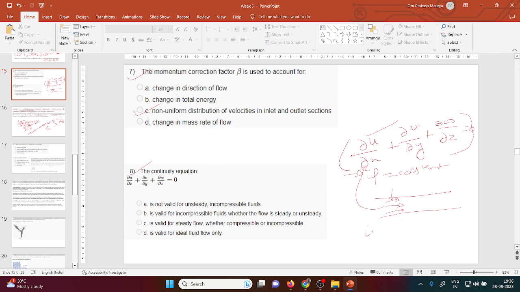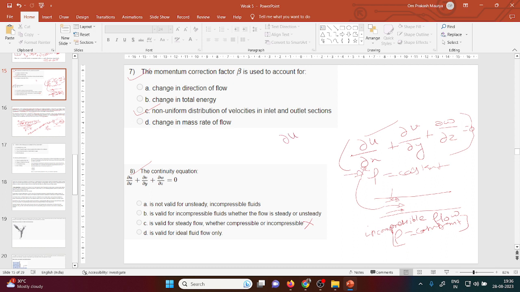In case of incompressible flow, density rho is always constant. Okay, so basically this option is eliminated because here compressible flow is given. Here the temporal term is also not given.